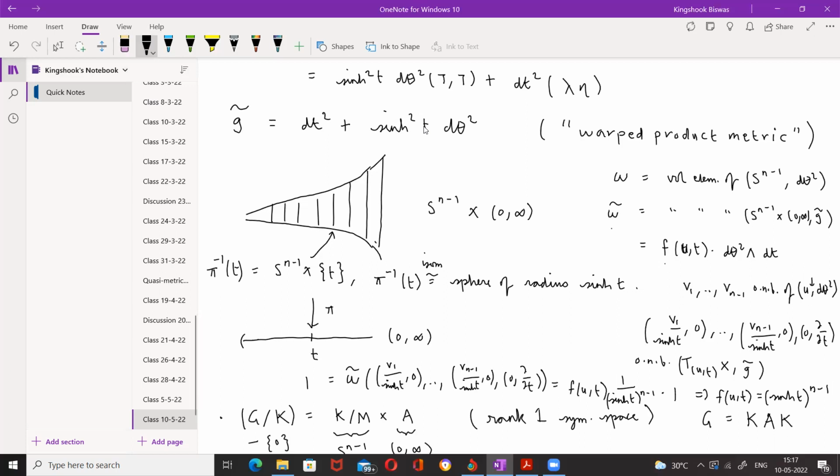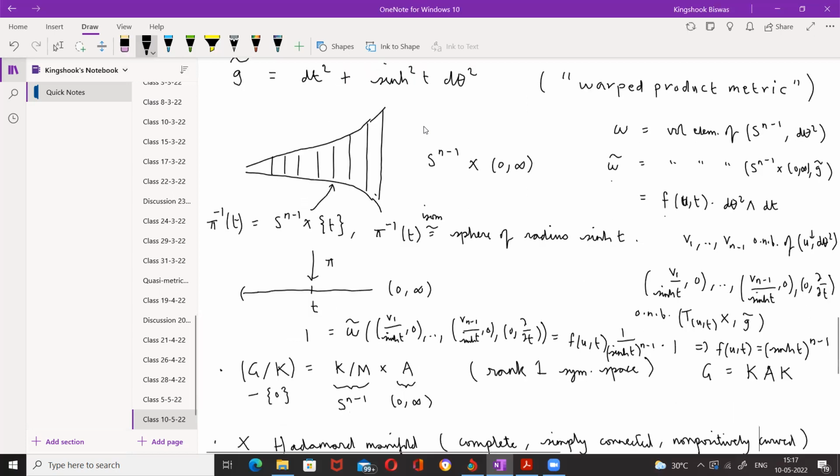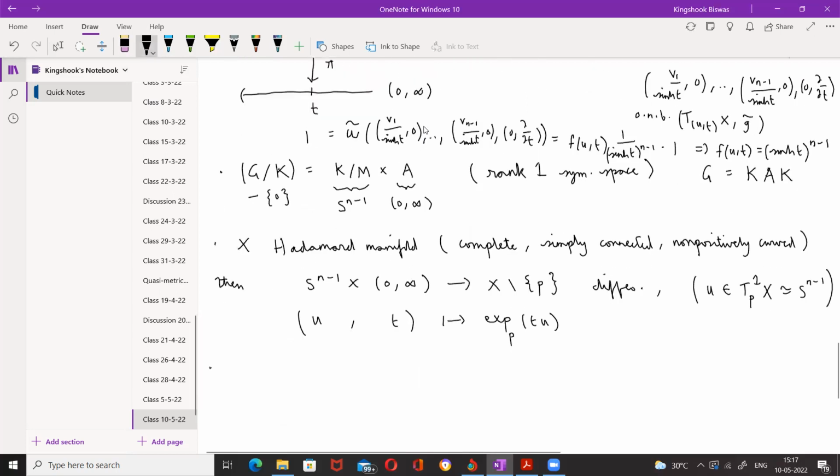Okay, so this is the volume element. In polar coordinates, the volume element for H^n is omega tilde equal to sinh t to the power n minus 1 times omega wedge dt.